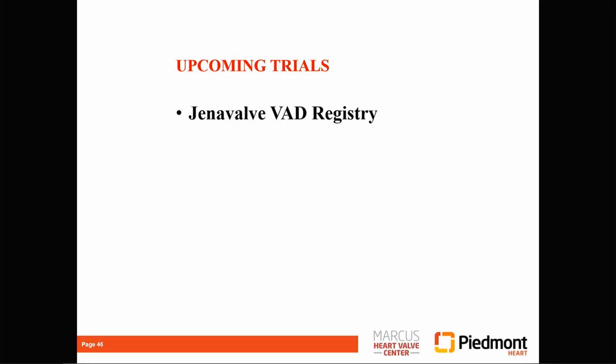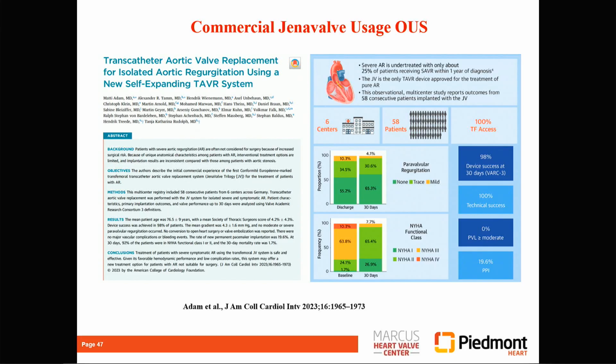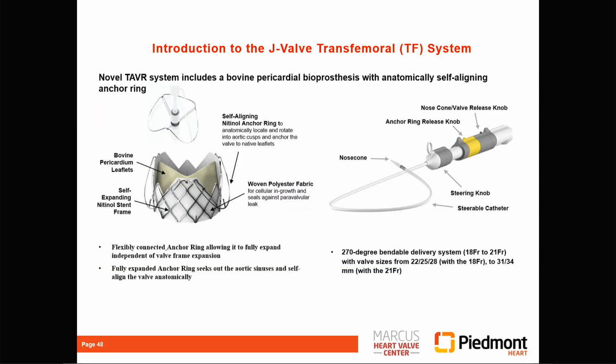Also, we are in the process, and it's going through our IRBs, of a VAD registry. As you know, there are a lot of VAD patients that have aortic regurgitation, and we're waiting for that to kick in. This is just the most recent publication. Univalve is commercially available in Europe, and they do AS and AR, and the results have been spectacular with that.